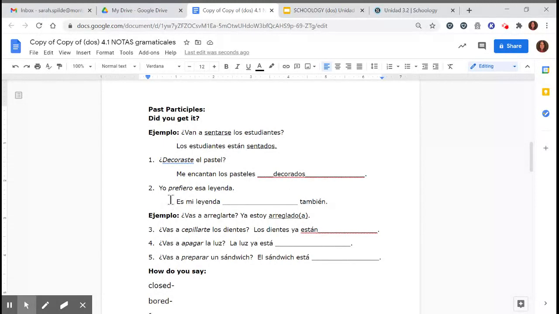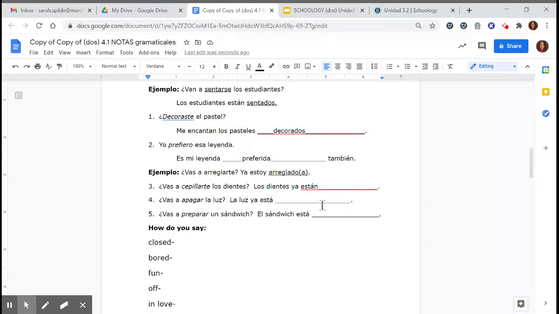This one, yo prefiero esa leyenda. I prefer this legend. Es mi leyenda preferida también. So it's my preferred legend also. And leyenda is feminine, so that's why I have preferida. Okay.